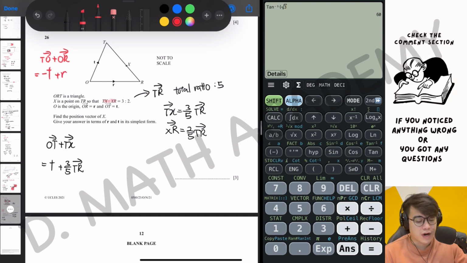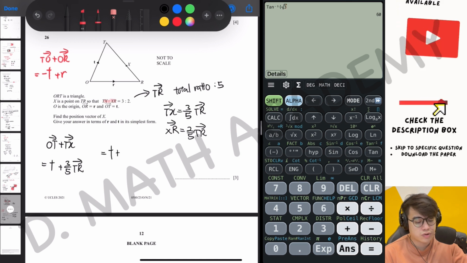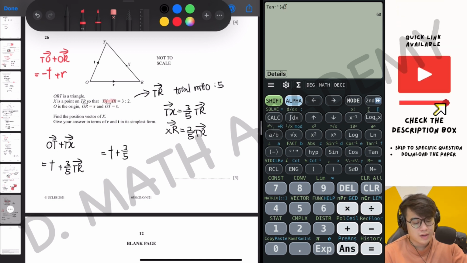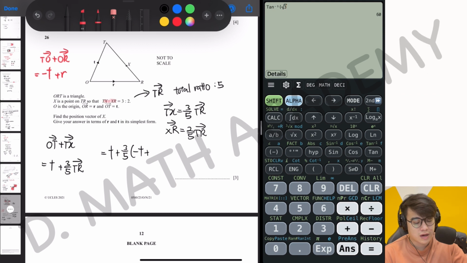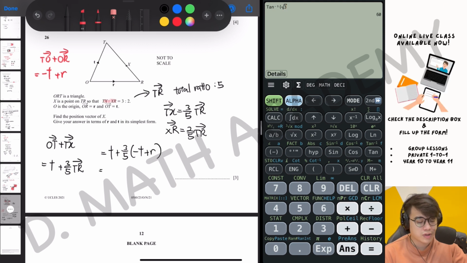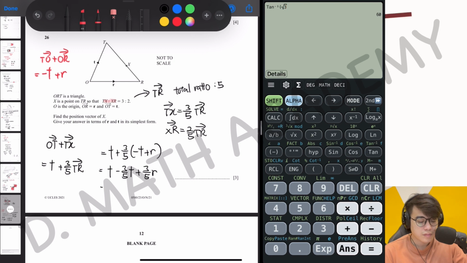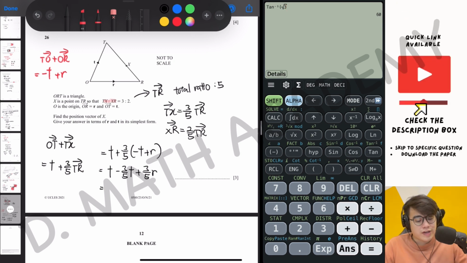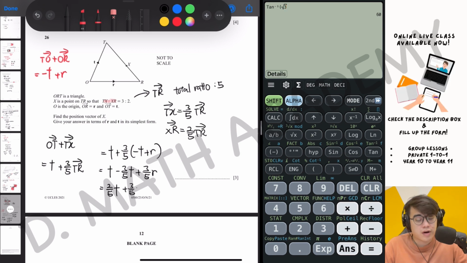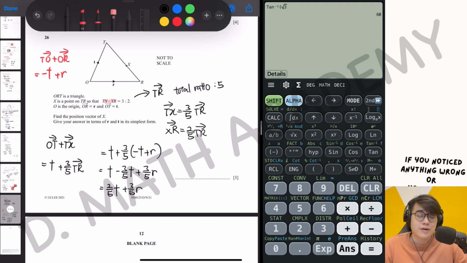And then adding up with the R, you'll be able to get your result as T plus 3 over 5, negative T plus R. Okay, through this you'll be able to get your results as this, and then adding up with 3 over 5 R. So your final answer will be 2 over 5 T plus 3 over 5 R here. Okay, that's how you get to your final answer.